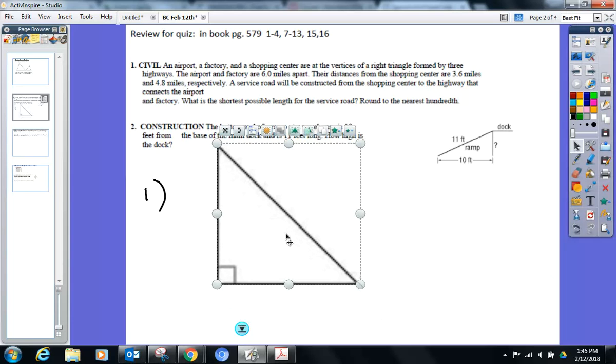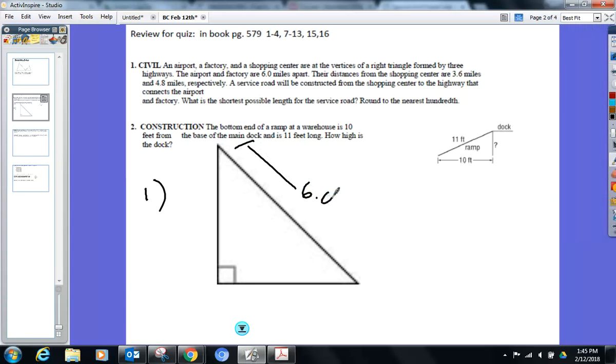I'll keep reading. The airport and factory, 6 miles away. The distance from the shopping center, 3.6 and 4.8. Okay, got it. I don't know which vertex is which yet, but I do know where the 6 goes. Why on the hypotenuse? It's the longest side of the right triangle up there. So that's 6. And what's that 6 represent? That's the distance from the airport to the factory.